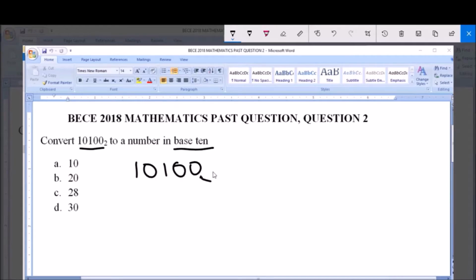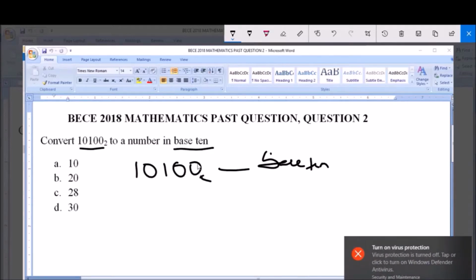Now for us to convert any number to base 10, we must understand the principle, because you can actually convert from any base to base 10, and there's a particular method of calculation you need to follow. We are given a number in base 2. So for us to convert this number to base 10, we must ensure that we give each digit a power.